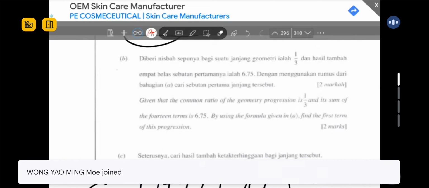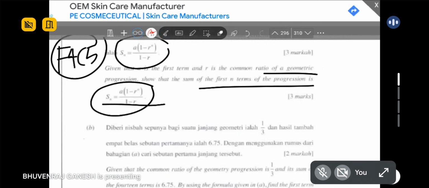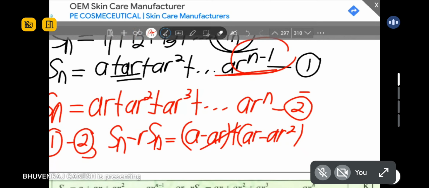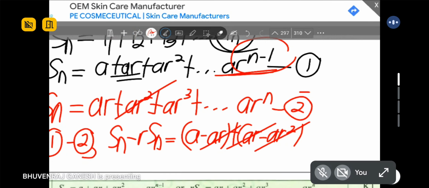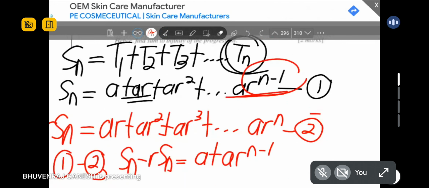Can you see? Okay. So, what you want to get, guys? You want to get something like this, right? Nak dapat macam ni kan, the formula. Okay, you see over here. Minus AR square, minus AR plus AR. Cancel, right? Minus AR square plus AR square. Can cancel also. Semua akan potong, guys. All will cut in the end. The only thing that is left, right? Apa yang tinggal is your A and also your AR power n minus 1. Okay? Yang ni saja akan tinggal.